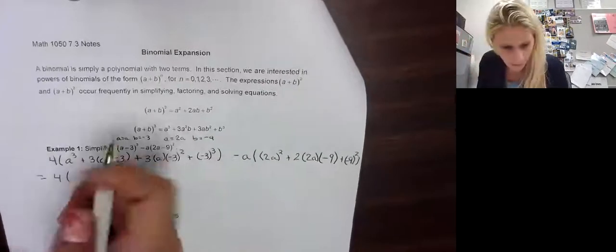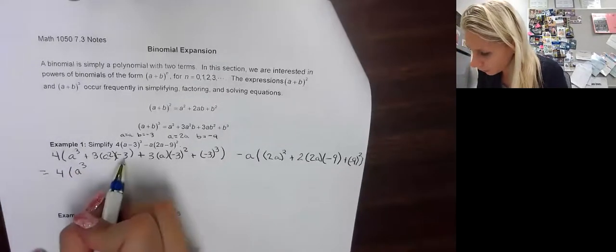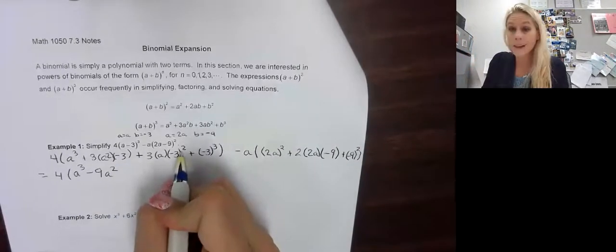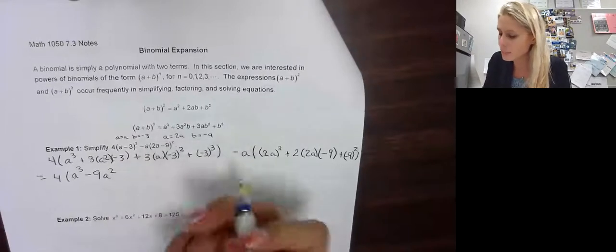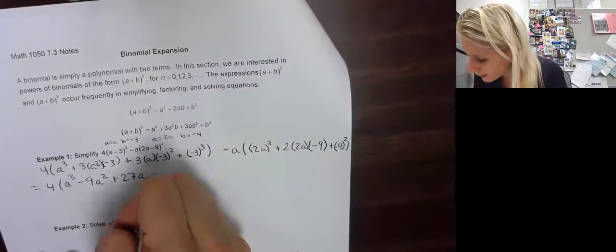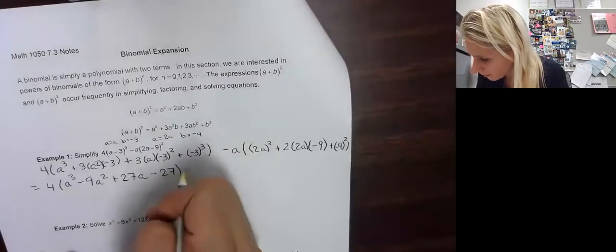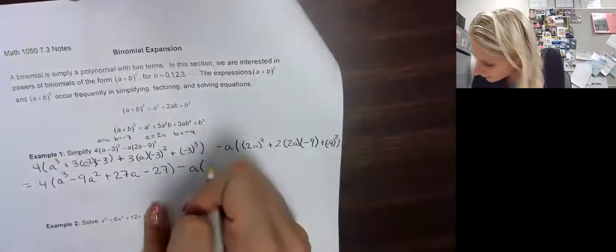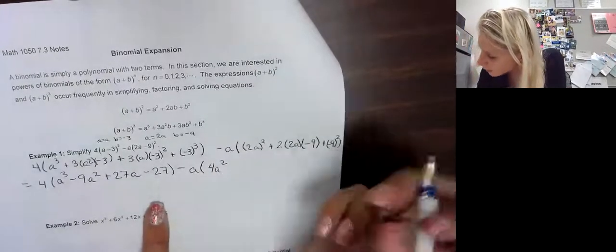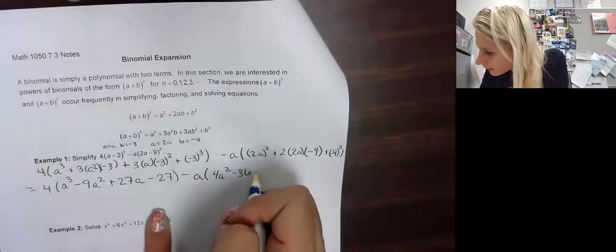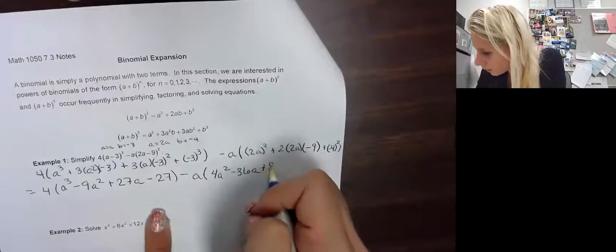I'm going to simplify this inside first here, which is a cubed. -3 times 3 is -9, so -9a squared. (-3) squared is a +9. +9 times 3 is a +27a. And (-3) cubed is a -27. Minus a times a. (2a) squared is 4a squared. Now let's look at this. 2 times 2 times -9, so that's -36a. And (-9) squared is a +81.